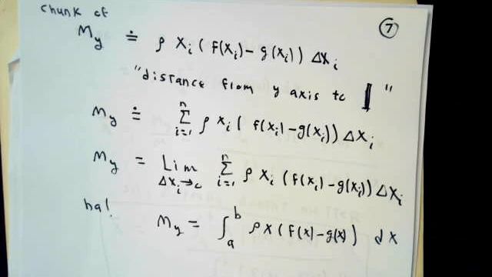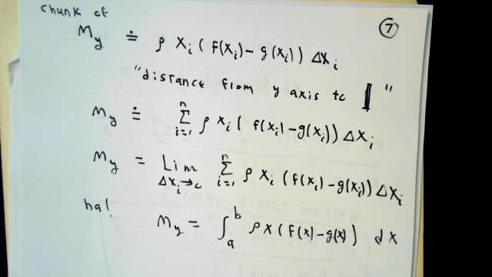The x_i is the distance from the y-axis to this vertical strip. The reason that this is not so complicated is I've got a very skinny vertical strip, and I can think of its x-coordinates as being all more or less the same. Add up all such things, and then take the limit as the delta x_i's tend to 0.